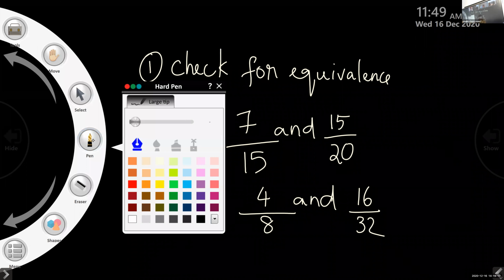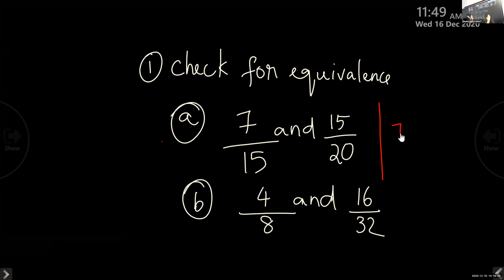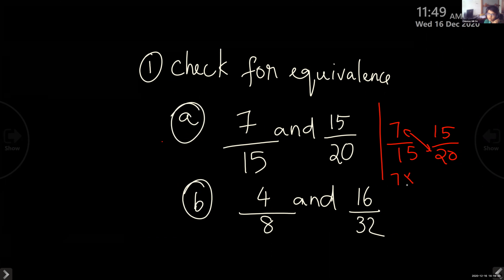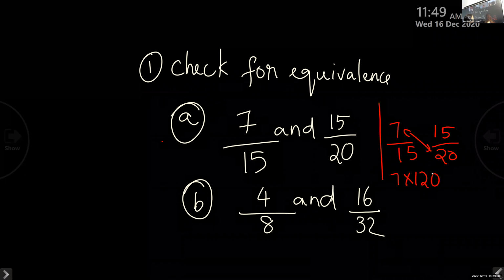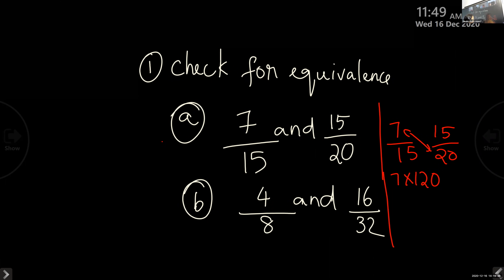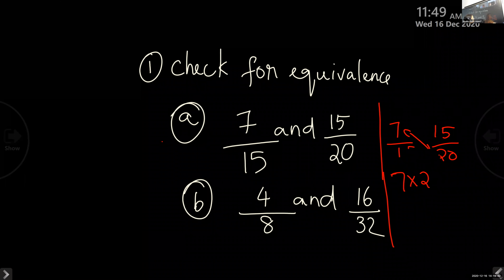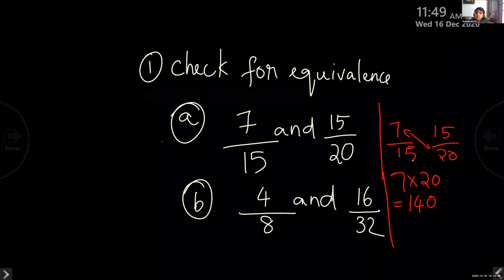Tell me here how you can find out 7 into 20. Children, how to check the cross multiplication? We will write it again: 7 by 15, 15 by 20. What is 7 into 20? 140. That is equal to 140. What about 15 into 15? 225.